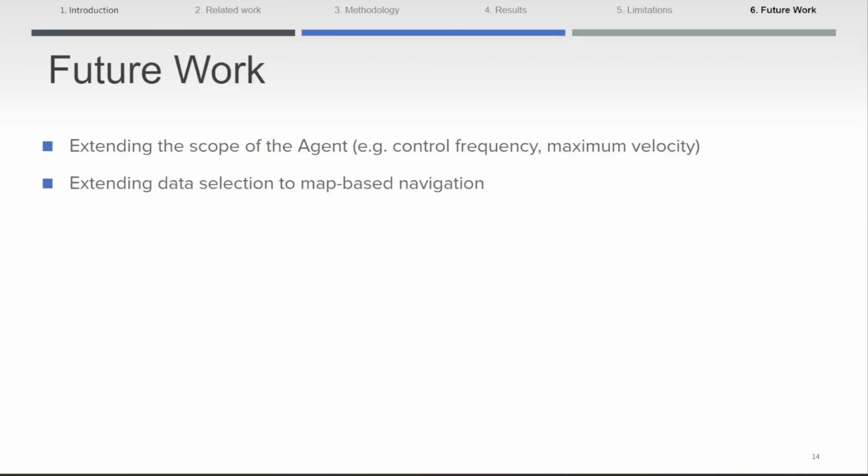In future work, we hope to extend the scope of the learning agent to also dynamically control parameters such as the maximum velocity or control frequency to further leverage its environmental awareness. It will also be interesting to explore extending this principle to map-based navigation, where the processed information for navigation is even larger.